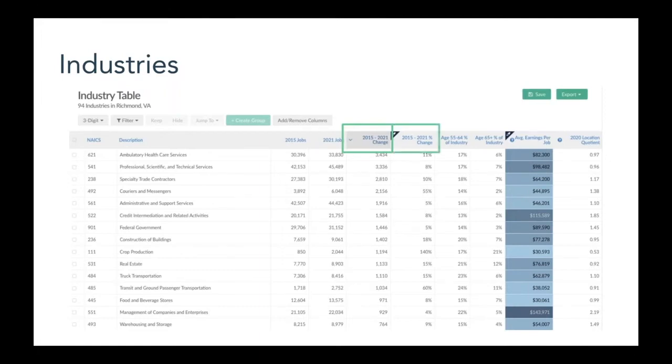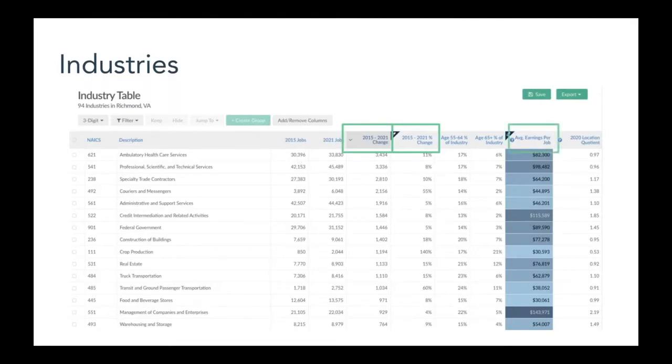You can also look at percent change. I tend to want to view both side by side because, for example, down here, crop production, 140% growth, that can be really eye-catching. But it's important to then look over and see in absolute terms, it's partly the high percentages because it's coming from a low base number of 850 jobs versus 30,000 for ambulatory healthcare services. So good to have context of both absolute change and percentage change there.